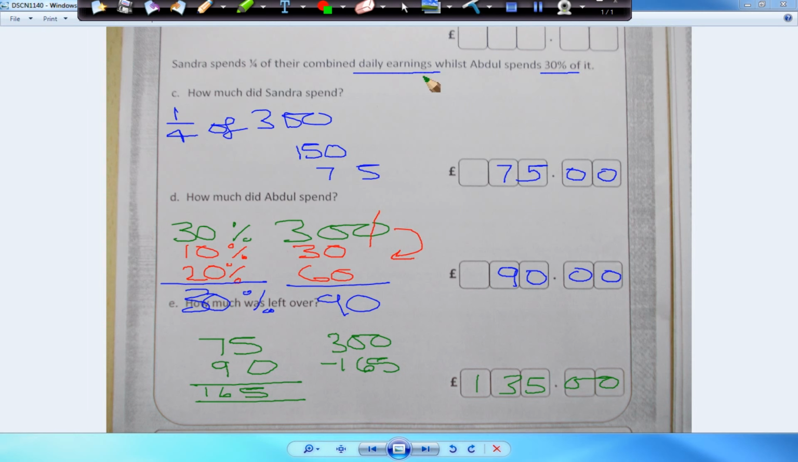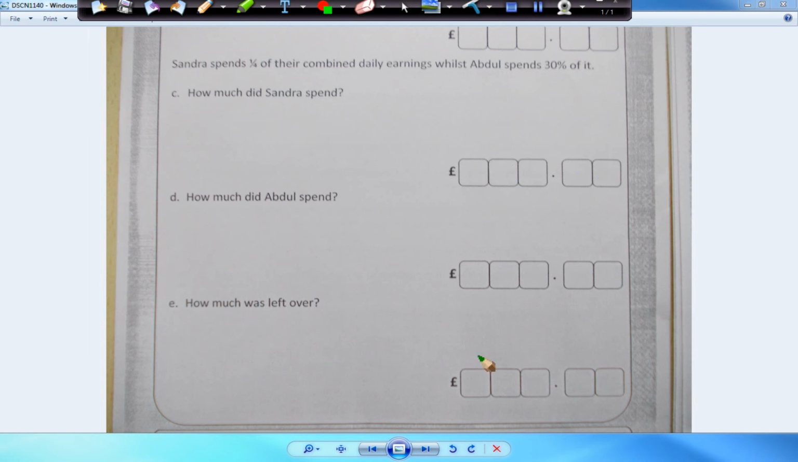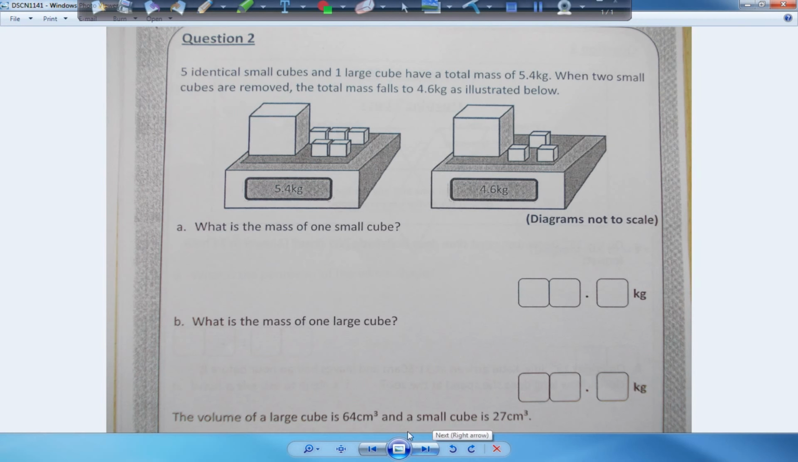Let's move on. Let's clear the screen first of all. Next page is question number 2. Are we right, folks? If you see any little mistakes happening, please correct them straight away, like you did with the £50 one. You must correct stuff straight away. Right, question number 2.